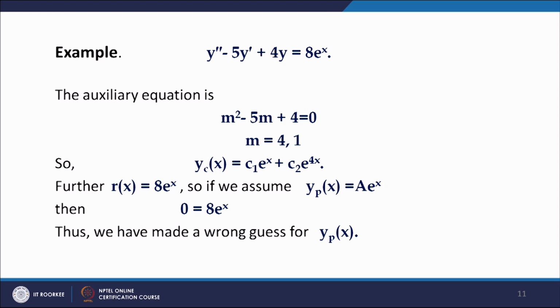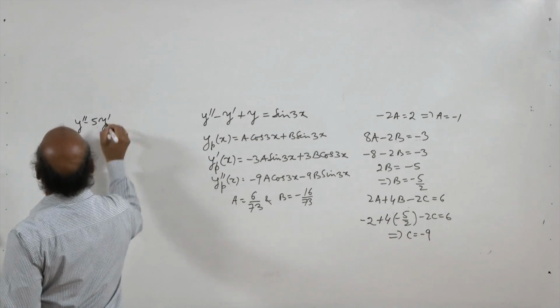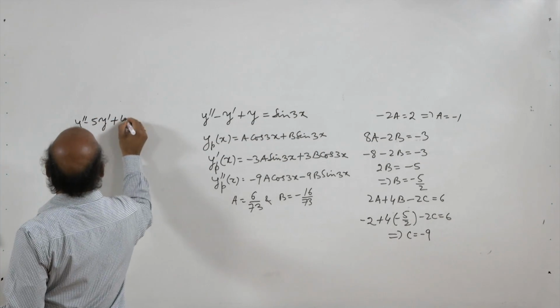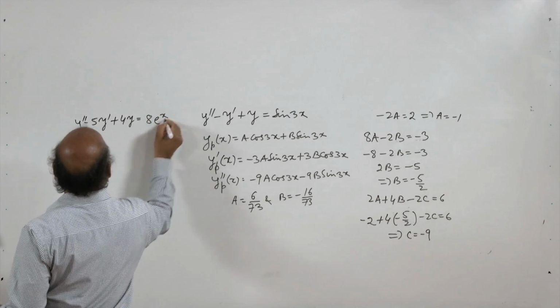Now, when we look at the form of R(x), R(x) is 8 e to the power x, and successive differentiations of e to the power x produce e to the power x. So, we can assume y_p(x) to be equal to a times e to the power x. But when you put y_p(x) equal to a e to the power x in the given differential equation, y double dash minus 5y dash plus 4y equal to 8 e to the power x, let us see what happens.